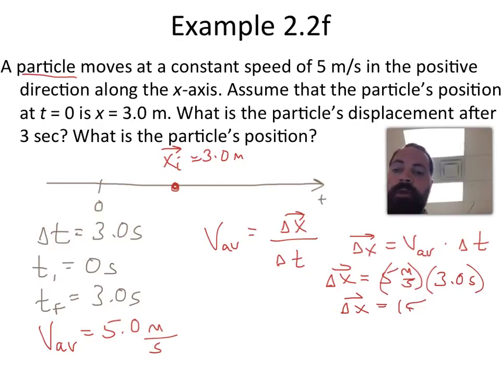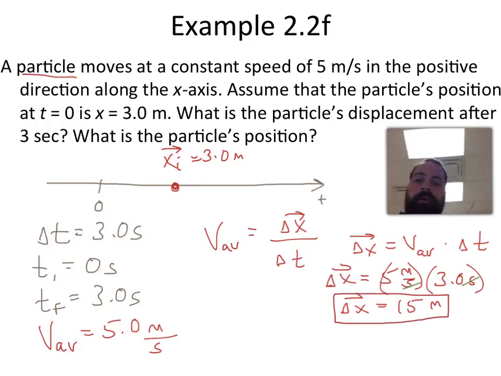So our change in x is going to be 15 meters. Now how do I know it's just meters? Well, first of all, I know displacement is a distance, so it should be just meters. And the other thing is, I've got meters per second times seconds. So the seconds in the denominator and the numerator cancel out, and all I'm left with is an answer in meters. So that's my final answer for the first part. That's my displacement. Delta x is 15 meters.